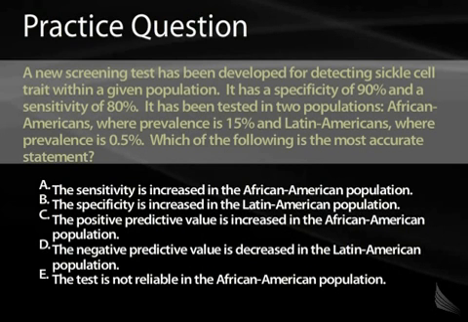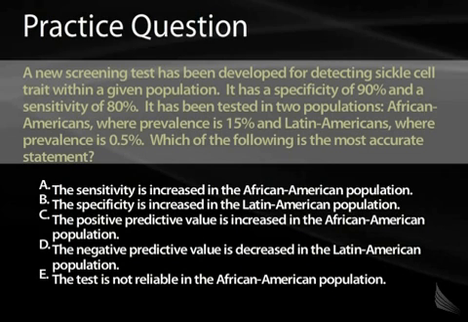Well, one thing to remember is that the specificity and sensitivity are not related to the background prevalence of a particular disease. They've told us that the specificity and sensitivity are 90 and 80% respectively. Those values are not influenced by the background prevalence of disease. Therefore, answer A and answer B would be incorrect because neither the sensitivity nor specificity is altered by the different prevalences of this disease in these two populations.